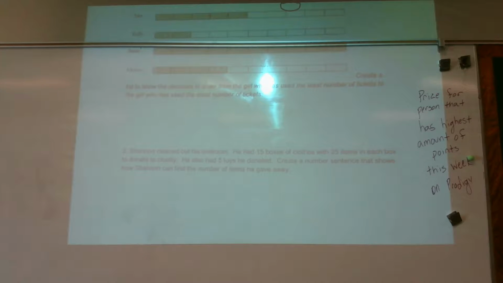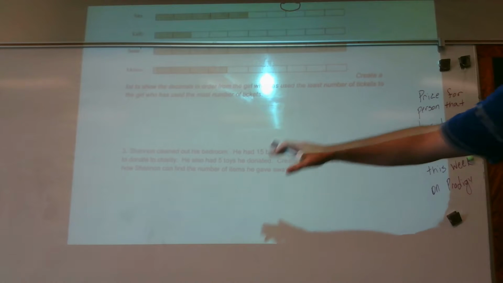Now this was a problem many people seem to have trouble with because they didn't know what a number sentence was. So let's read it. Shannon cleaned out his bedroom. He had 15 boxes of clothes with 25 items in each box to donate to charity. He also had 5 toys he donated. Create a number sentence that shows how Shannon can find the number of items he gave away.